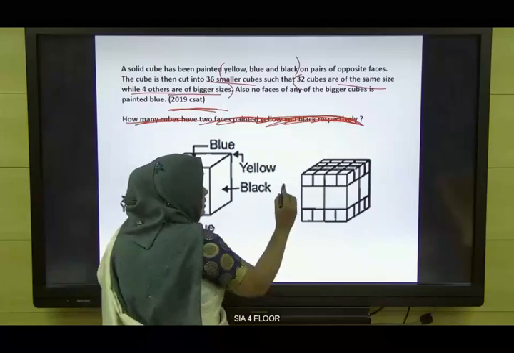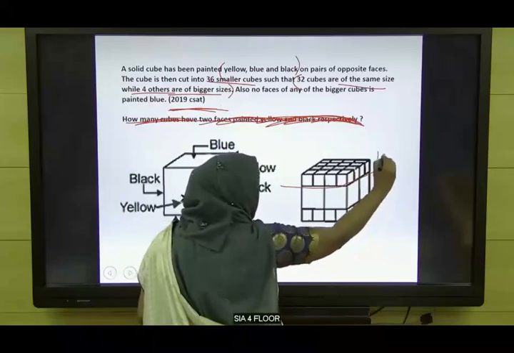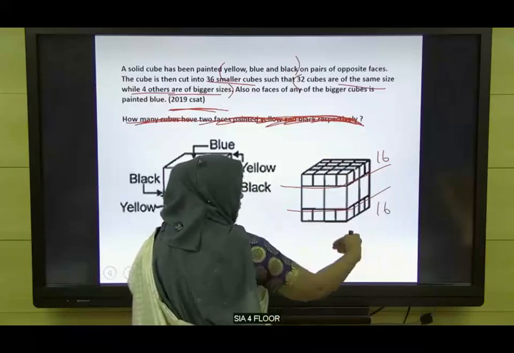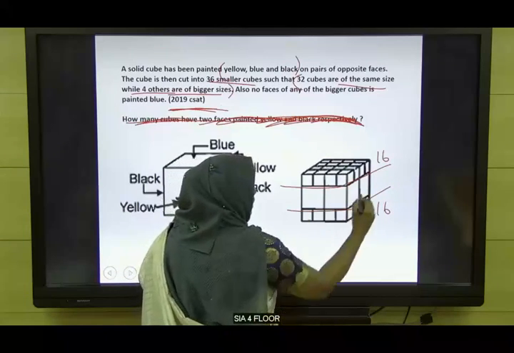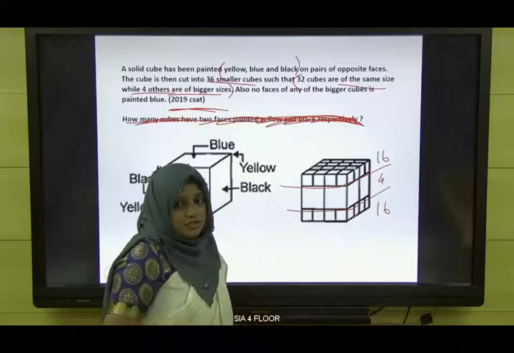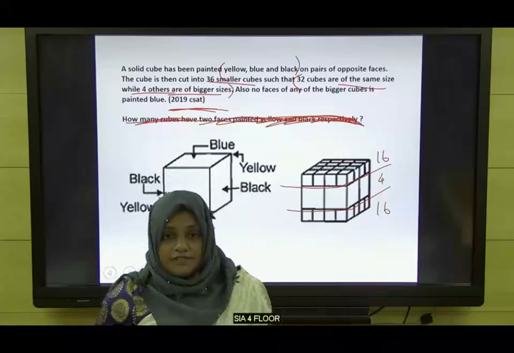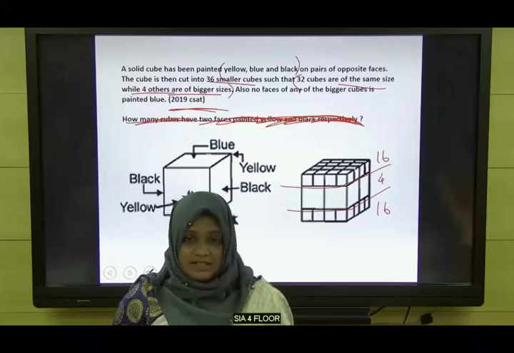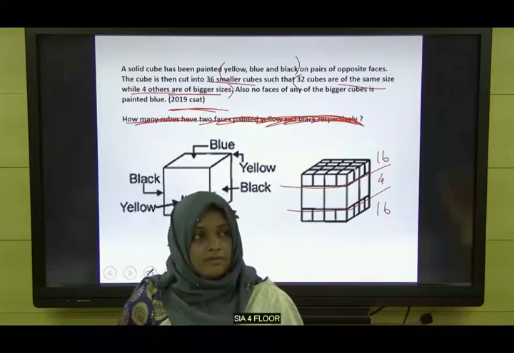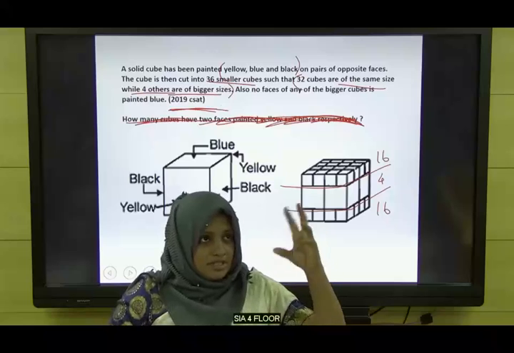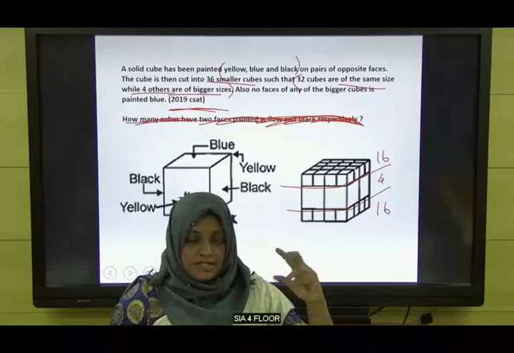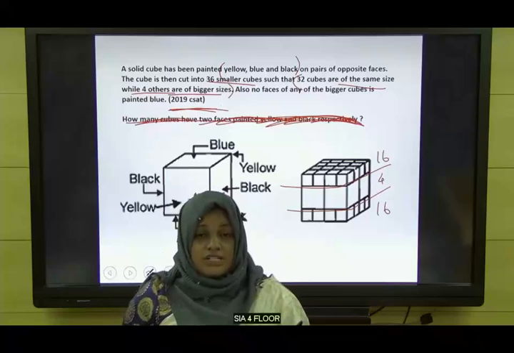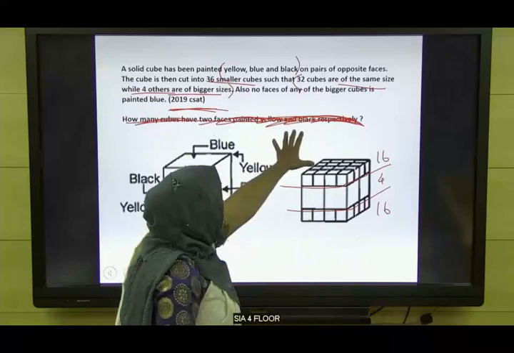So this layer 1 contains 16. The bottom layer also contains 16, the same way as layer 1. And the middle is 4. Are you understanding this cube? The first layer contains 16, the second layer contains 4, the third layer contains 16. Now it becomes 16 and 16, 32 of equal size, and in the middle you have 4. So totally 36.